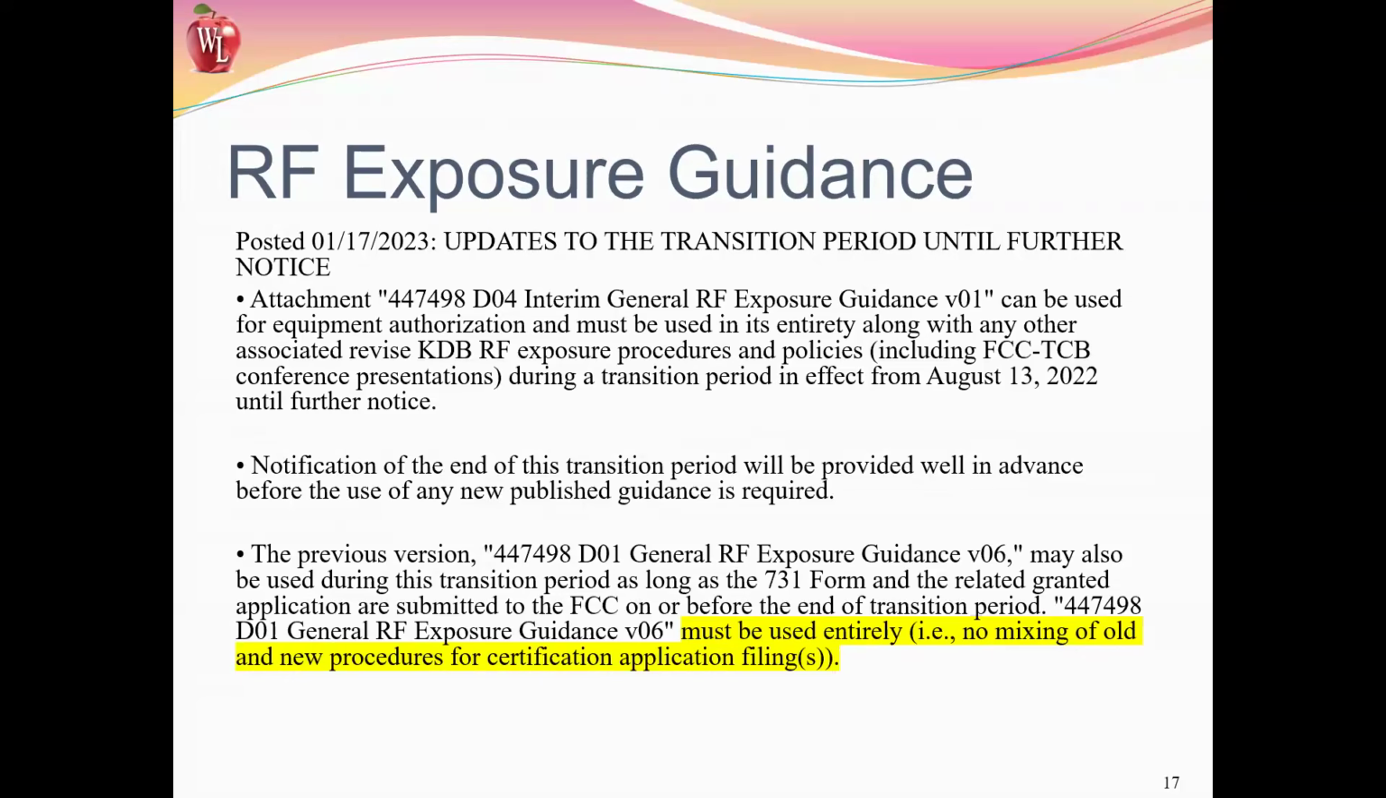You can still use the V06 during the transition period, but you've got to use these KDBs in their entirety. You can't use a piece from one of the KDBs and a piece from the other. You have to use all or none. So we're in a transition period until we're not sure.